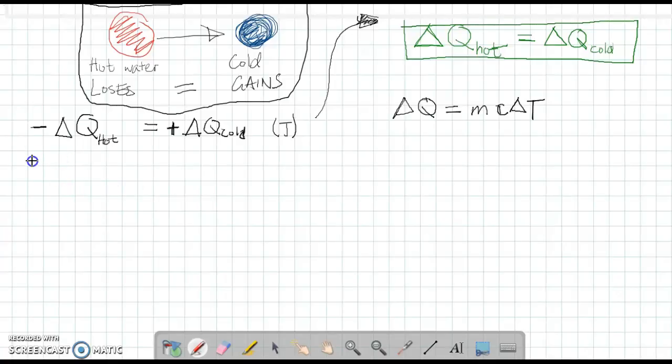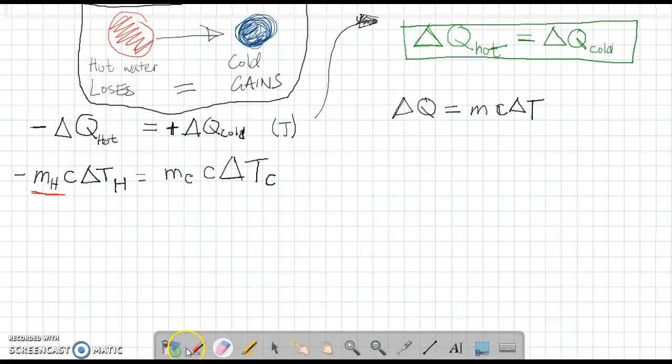So on the left hand side we have negative mass of the hot water times C specific. On the right hand side we should have a similar expression, which is this equation here, except for the cold water. So we have mass of cold water multiplied by the specific heat capacity of water multiplied by the change in temperature of the cold water.